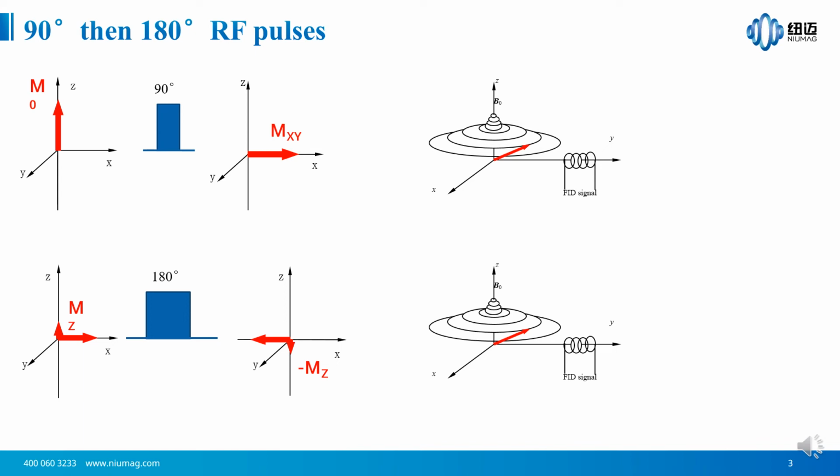Let's look at the sequence diagram. After a 90-degree pulse, if we acquire the signal, we will detect a FID signal. After 180 degrees, we can acquire an echo signal. Why can an echo signal be collected after 180 degrees? We will explain this further later when we introduce the spin echo experiment.